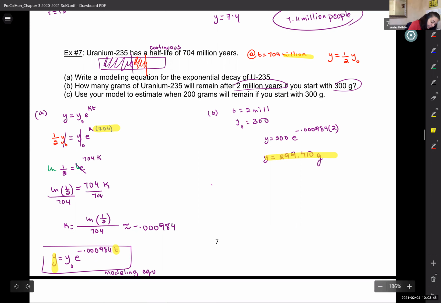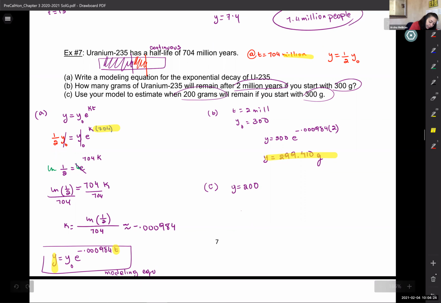Okay. Part C says, use your model to estimate when 200 grams will remain if you start with 300. So let's think about this for a minute. You start with 300. You're going to have 200. That's not quite a half, but it's close. So if it's 704 million years to get to a half, right? Think about it, it's going to be hundreds of millions of years, right? Okay. All right. So y is 200 and y naught is 300.